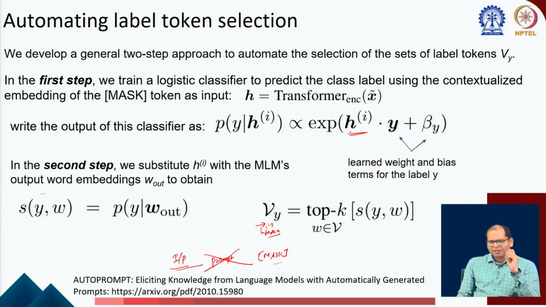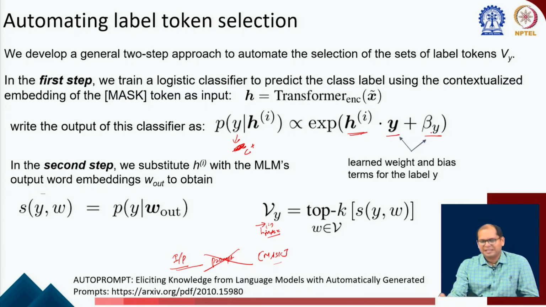Now I will have a simple linear layer that says, okay, y is one particular class. So let's say I replace y with positive, the positive class C plus. I'll say, okay, what is the probability that it will give me a positive class? I'll multiply h_i with a vector for y and add a bias beta y. How does it come from? The idea is simple.